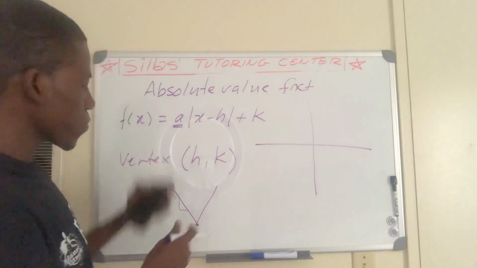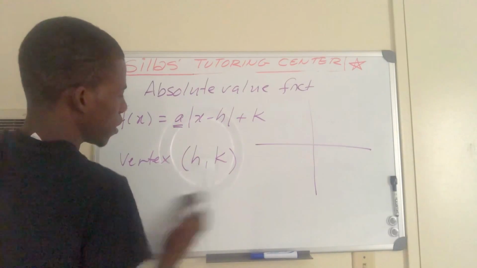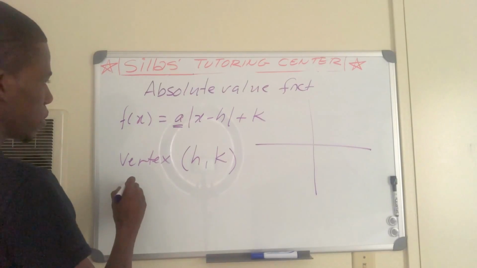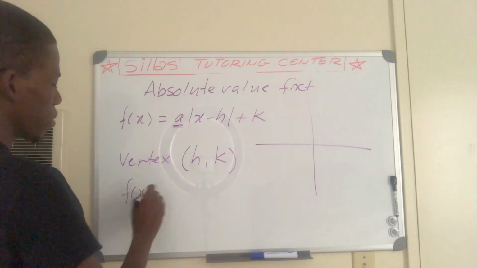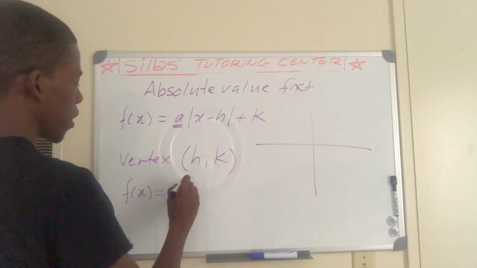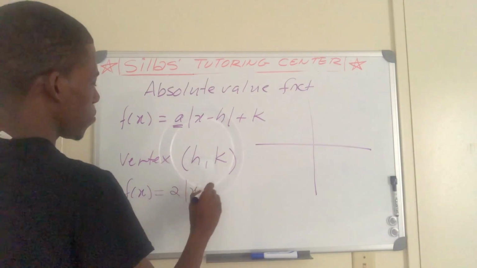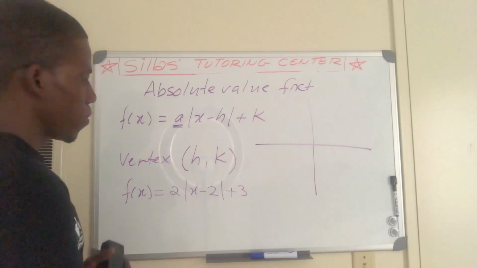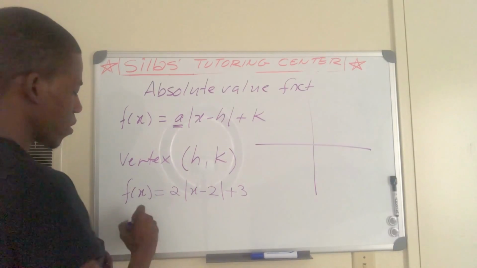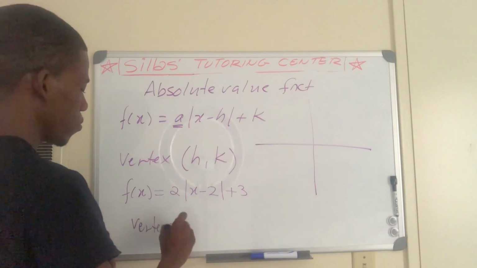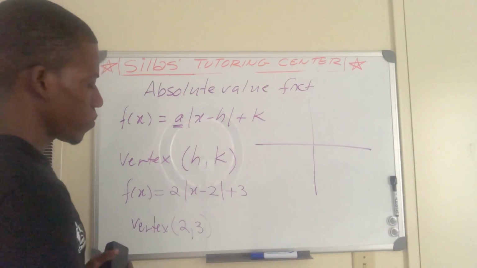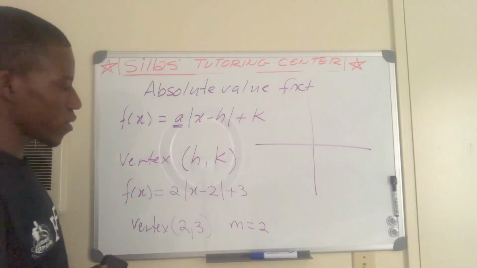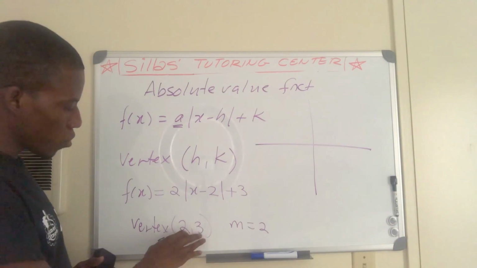Usually, so let's say that if we have a function, for example, f of x equal to 2 times the absolute value of x minus 2, plus 3, for example. So we know that the vertex is going to be (2, 3), and the slope m is just equal to 2. What does that tell us? The vertex is going to be at (2, 3).